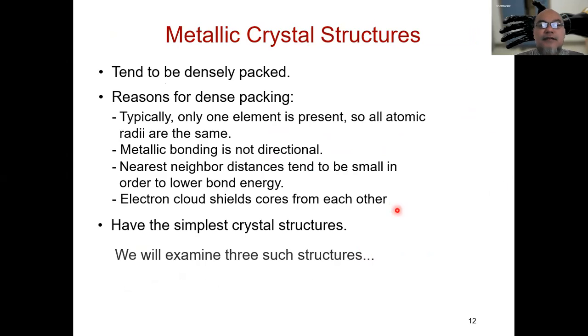Okay. The other reason, the fourth reason why dense packing could happen in metallic crystal structure, is that the electron cloud shields the cores from each other. The core here is the positively charged nucleus, which contains mostly protons and neutrons. They are shielded by these electron clouds that are shared by the atoms. And that's why metallic crystal structures usually have the simplest crystal structure. There are three different structures in metal that we will examine in this slide.